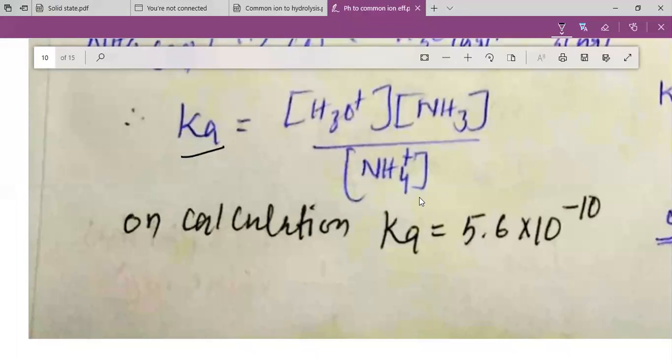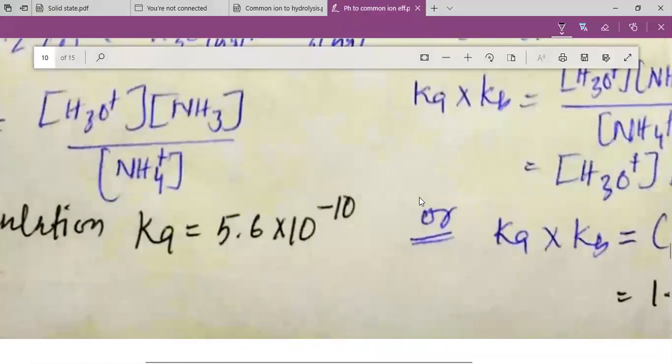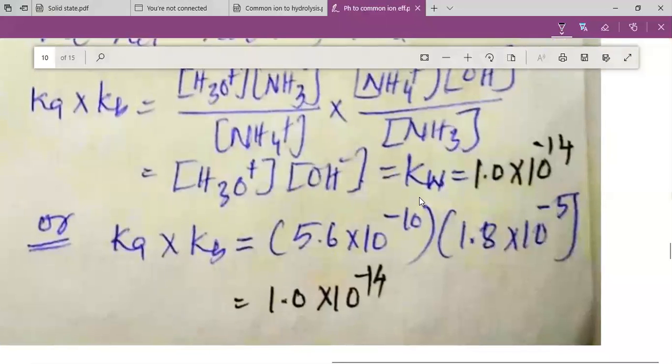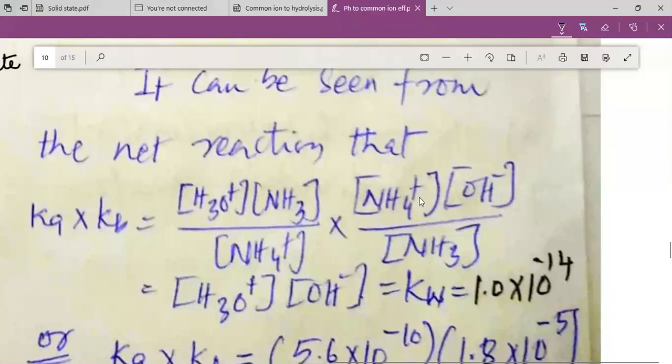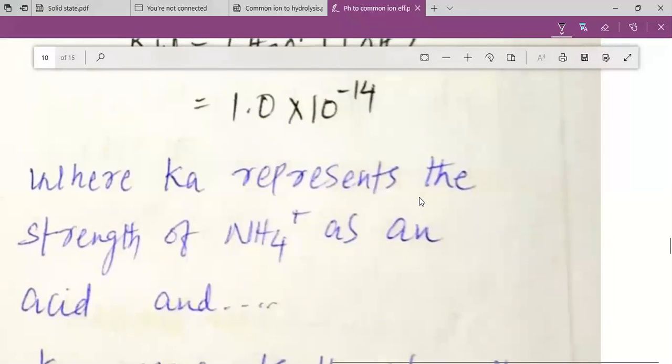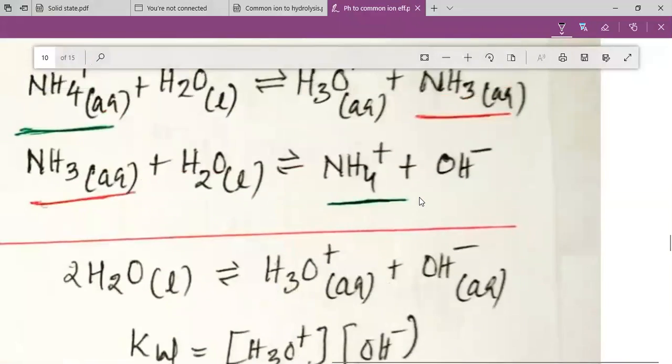Okay, the value for this is found to be 5.6 into 10 to the power minus 10. So the value of Ka for NH4+ is found to be 5.6 into 10 to the power minus 10. This is how we understand. Now, my dear students, we want to find out some relationship between Ka and Kb. Let us move forward.